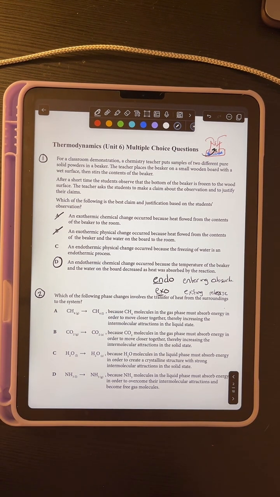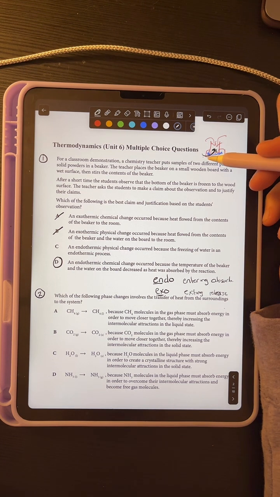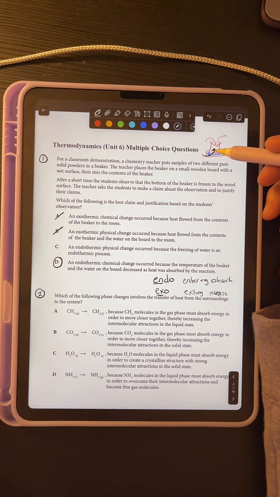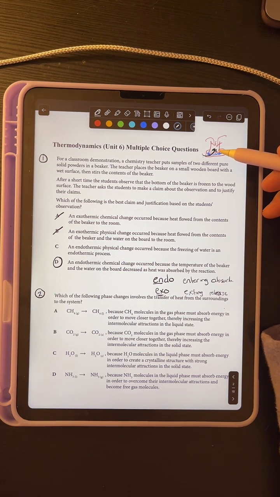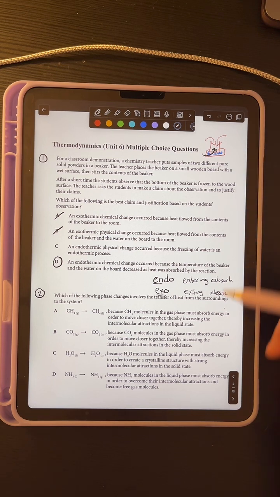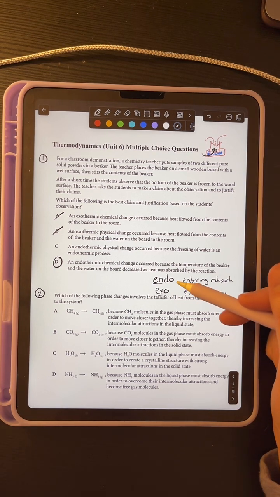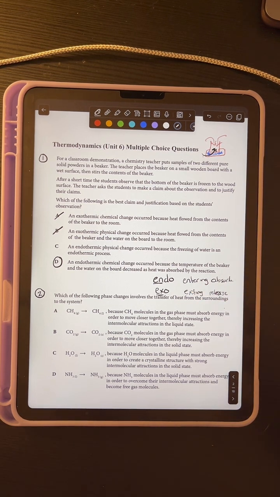So the surroundings were exothermic. The surroundings, let's think. The surroundings gave heat to the reaction. So the surroundings lost heat where the reaction gained heat. And so because the reaction is gaining heat, it is endothermic. It is absorbing that heat.